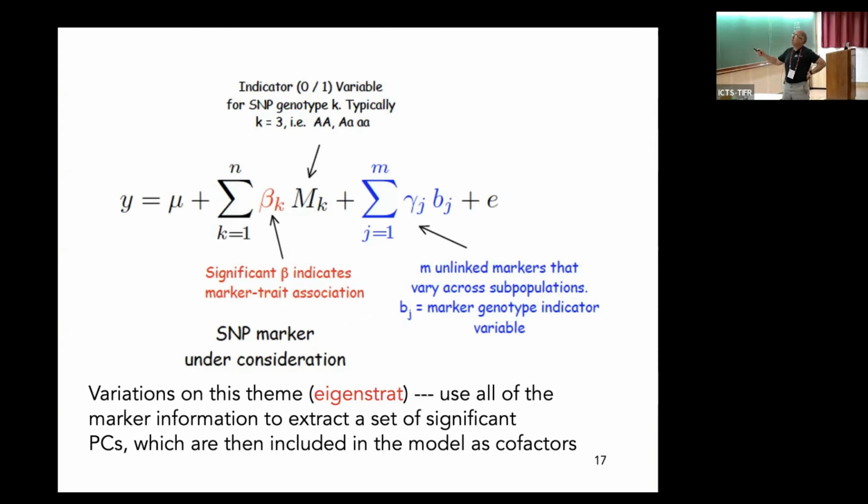This is basically a regression, and this here basically says I'm looking at locus marker K. I'm going to simply score it as 0, 1, 2. 0 for big A, 1, 2. So MK is a number of little a copies. So what I'm asking is, is there a significant effect of the trait on number of copies of this marker? That is, is B different from 0? That's what a GWAS looks at.